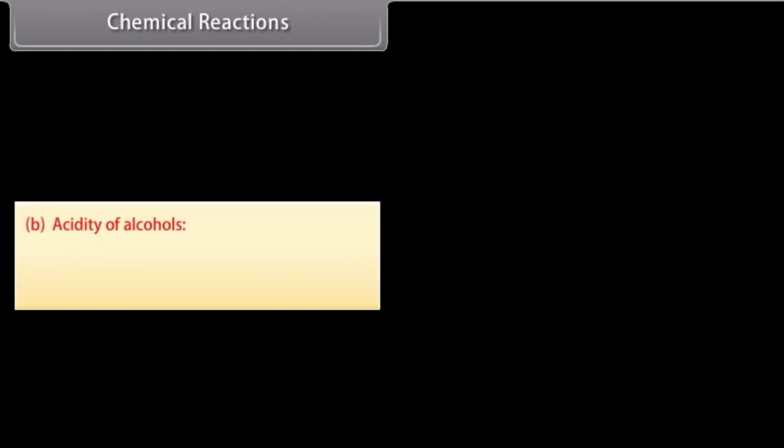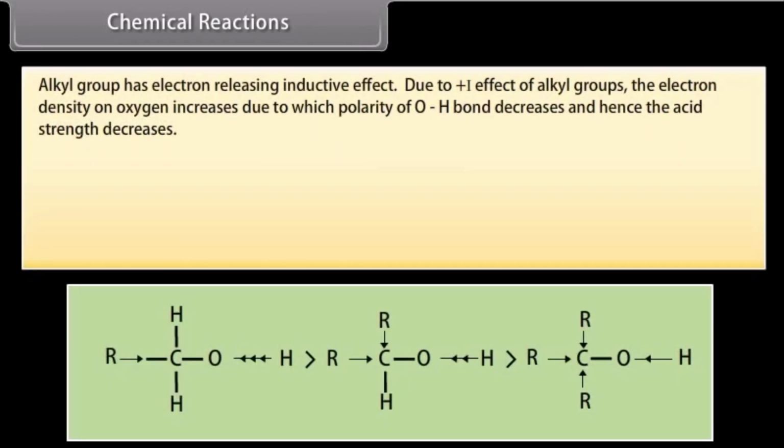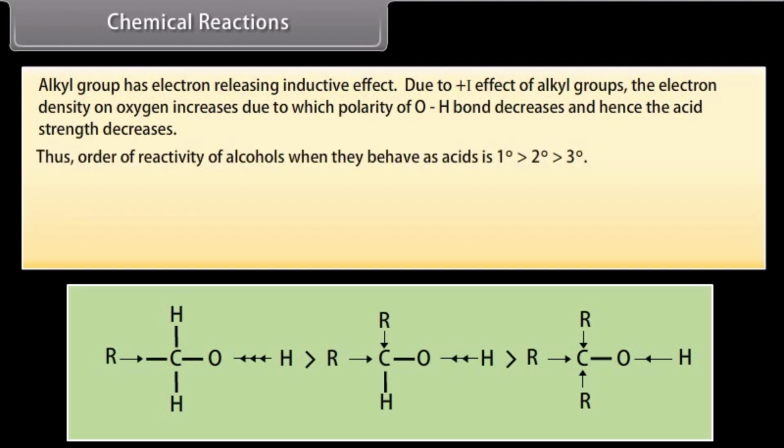Acidity of alcohols. The acidic character of alcohols is due to the polar nature of OH bond. Alkyl group has electron-releasing inductive effect. Due to plus I effect of alkyl groups, the electron density on oxygen increases, due to which polarity of OH bond decreases, and hence the acid strength decreases. Thus, order of reactivity of alcohols when they behave as acids is primary alcohol, followed by secondary and tertiary alcohol.